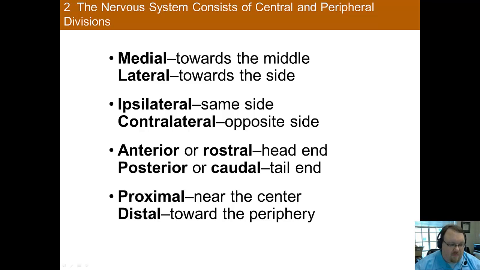Proximal is toward the center. Distal, towards the periphery. So again, just go over these terms, make sure you know them, because they're going to be really helpful when it comes to figuring out where these brain parts are located.